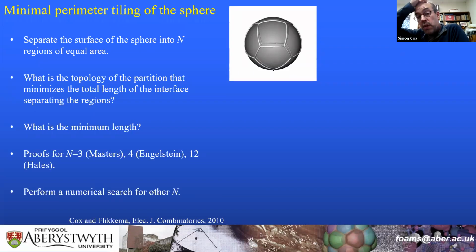Again, there are some proofs for some particularly nice numbers: 3 bubbles on the sphere, 4 bubbles on the sphere, and 12 bubbles on the sphere. But we just searched numerically for all the other n to come up with candidates. The first thing you see there is 11 bubbles, and that's the first time that a hexagon appears. But as you can see, there's still a quadrilateral face there.